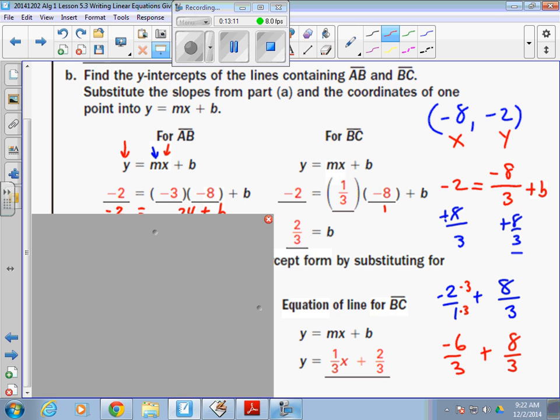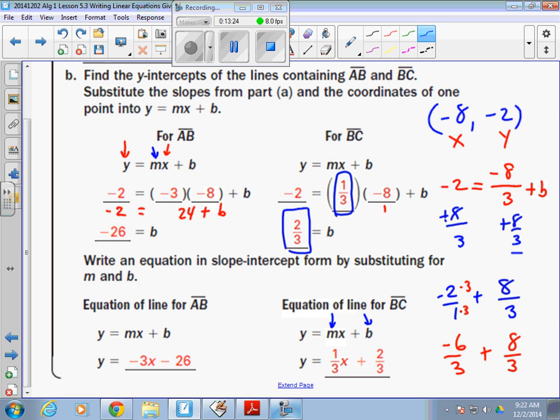So now that you have M's value is 1/3 and B's value is positive 2/3, write it as Y equals MX, just plugging in M, plus B, plus 2/3. And the other equation, your B value was -26 and your M value was -3. So Y equals M's value, -3, times X plus B's value, -26.